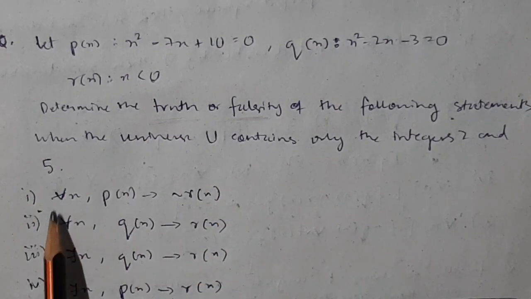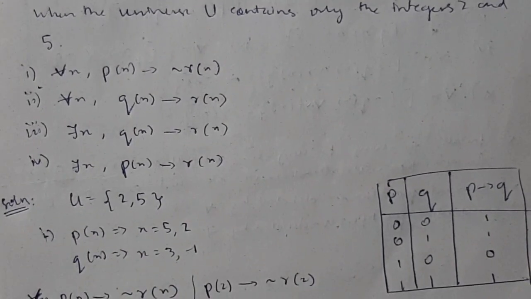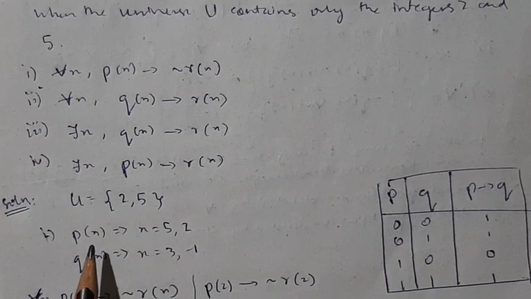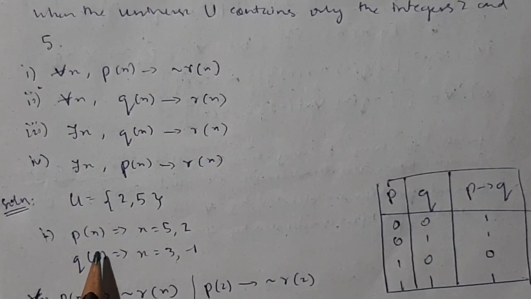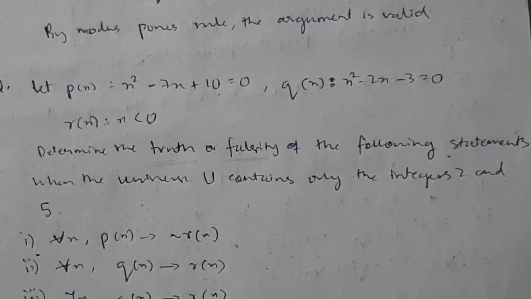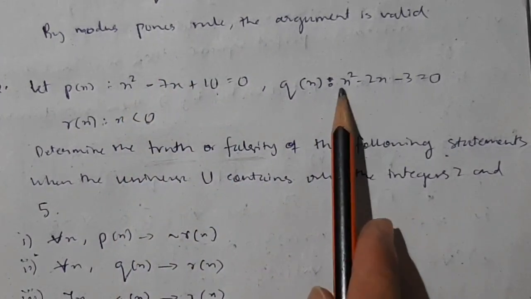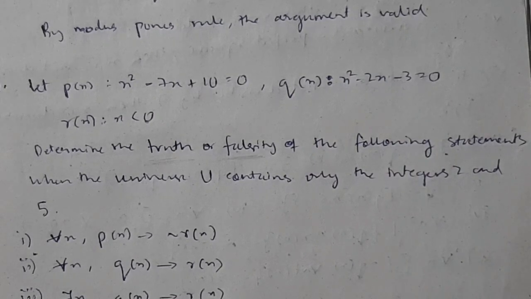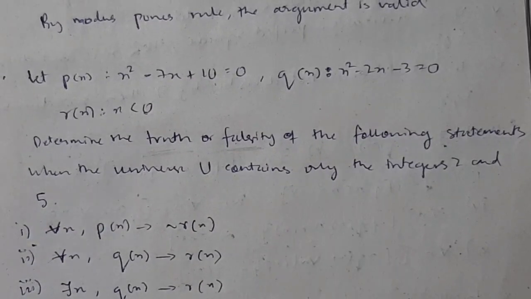The first question is, for all x, p of x conditional not r of x. The universal statement is over 2 and 5, so we have to put the values 2 and 5 in for x and see what answer we get. Before that, let's find the values of p of x and q of x. When we solve this equation, we get the values of x as 2 and 5 here, and here we get the values of x as 3 and minus 1. Those are the roots, and r of x can take the values which are all negative, x less than 0.